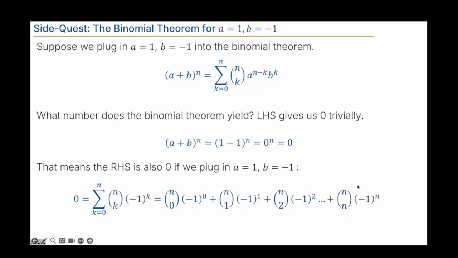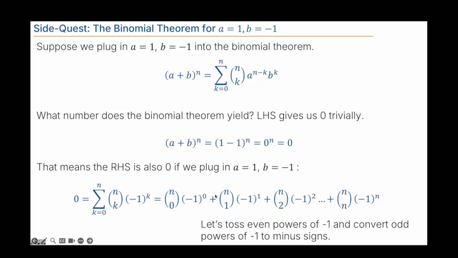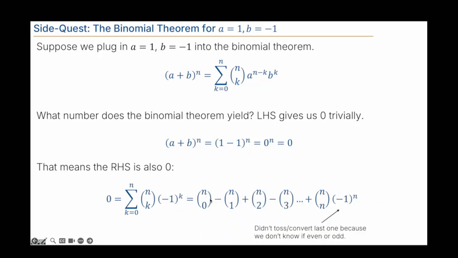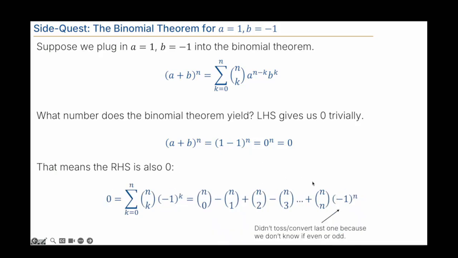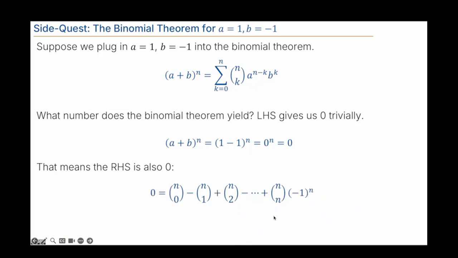Okay? The next thing I'm going to do is get rid of these even powers of -1, because what's -1 to the 0? 1. Okay, -1 squared is also 1, so let's drop those. And then let's turn these into minus signs. So if you're an odd power of -1, I'll turn you into a minus sign. And when I do that, I get this slightly different formula. So it's just the same thing. It's just now alternating pluses and minuses. Starting to look familiar. And then notice I didn't toss or convert the last one because I don't know if it's even or odd, so I'll just leave -1 to the n. Okay. All right, this is starting to look a lot like what we were trying to prove.